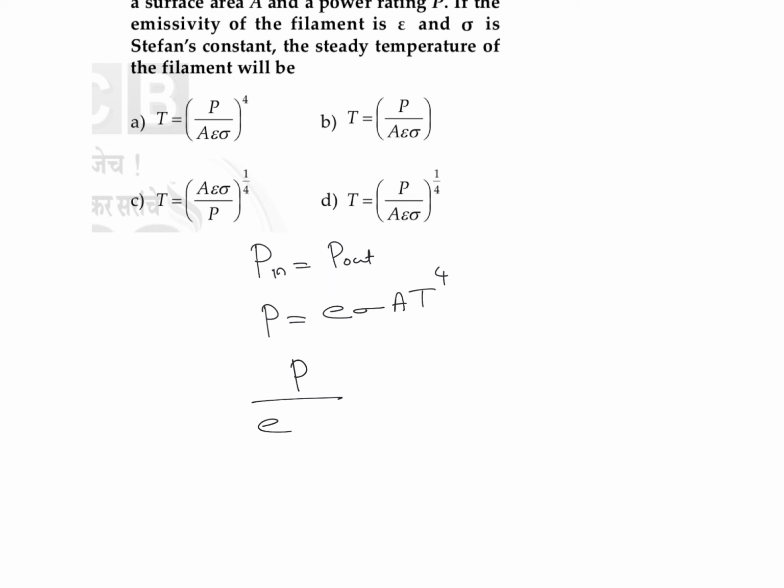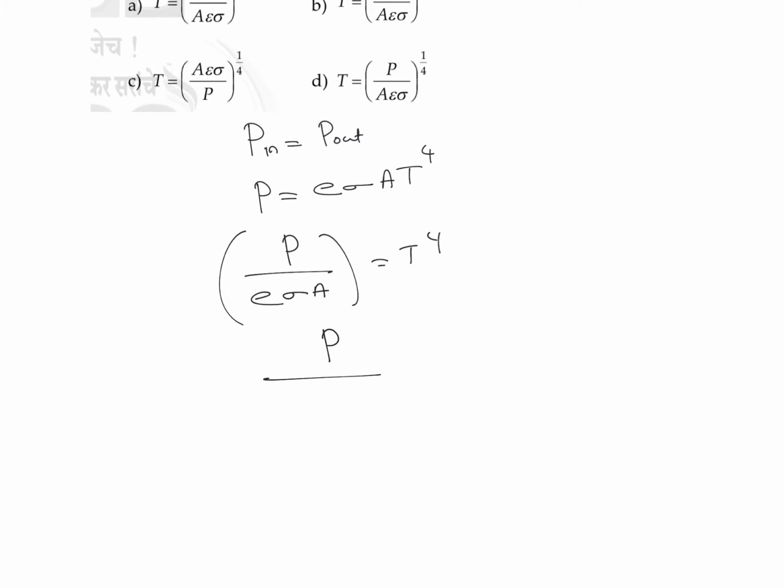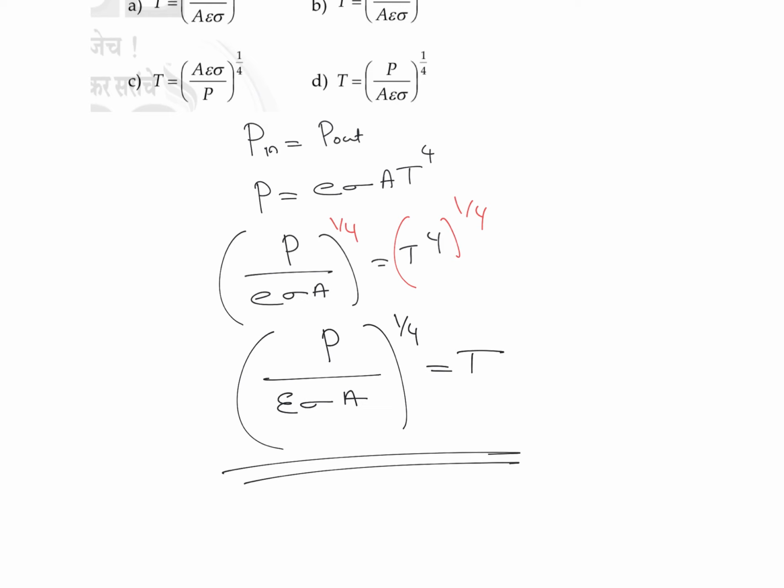So we can just rearrange this equation. P divided by epsilon sigma A is the value of T raised to 4. So according to this question, we can write it as P divided by epsilon into sigma A, and we are taking raised to 1 by 4 on both sides. Over here raised to 1 by 4, and here also raised to 1 by 4. So we'll get this raised to 1 by 4 as the value of T. So we are just rearranging the equation in terms of temperature.